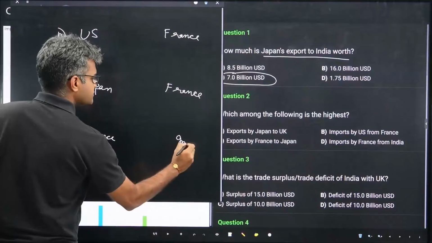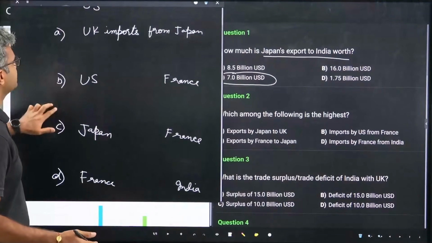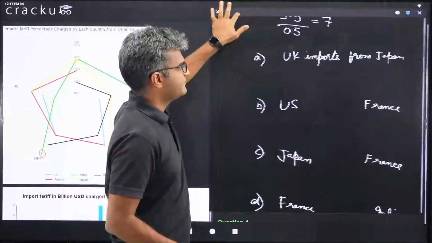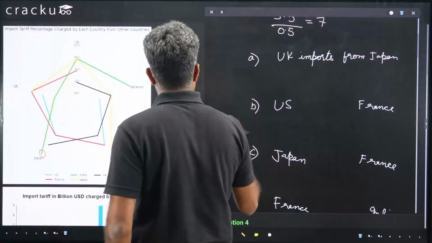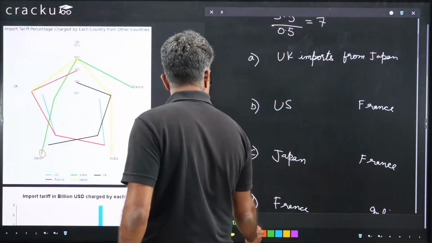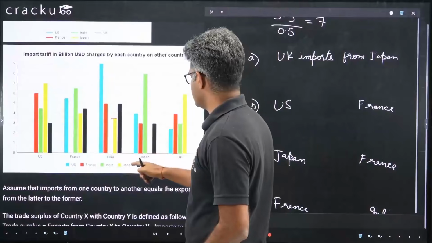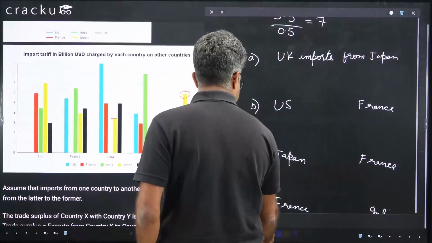We are looking for which of these four is the highest. Again, we'll do the same thing. We'll calculate the import tariff of each of these four options, divide it by the tariff percentage to get the total imports. UK imports from Japan. This is UK, this is Japan, yellow, so it will be this, which is 6.